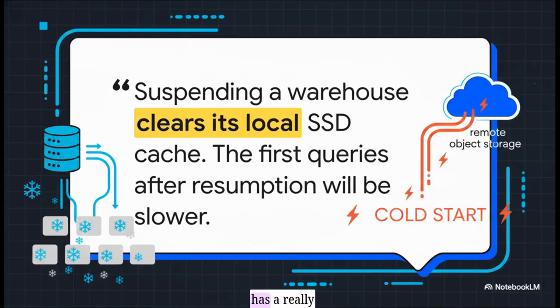Now, this architecture has a really direct performance implication. See, each warehouse maintains its own local SSD data cache. A warm warehouse, one that's been running, serves data right from this super-fast cache. But suspending the warehouse clears it. So what happens? The very first query after it resumes creates what we call a cold start, because it has to read directly from the slower, remote object storage. This is an absolutely critical factor to consider for any latency-sensitive workload.